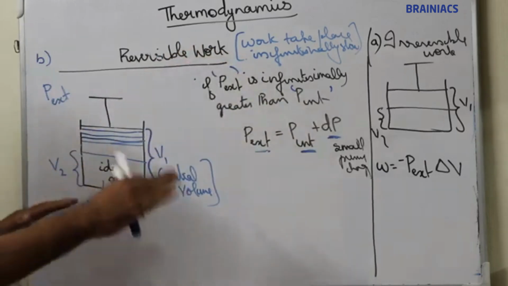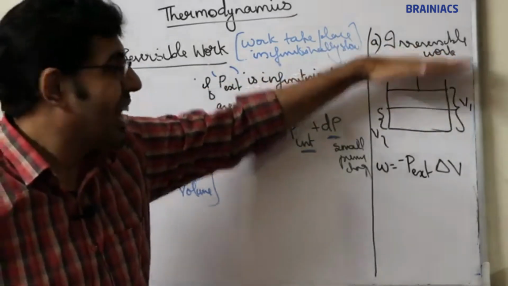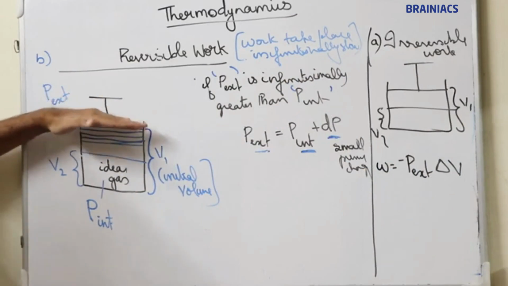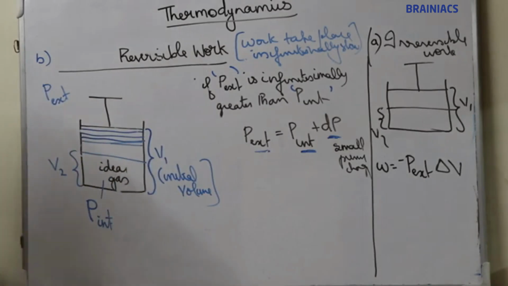I think the difference between reversible and irreversible is clear. In irreversible work, the piston moves rapidly in a single step, but in reversible work, the piston moves slowly in each step and reaches from V1 to V2.